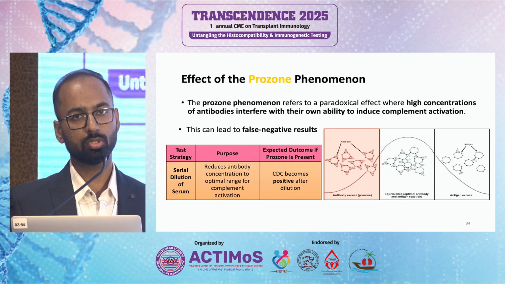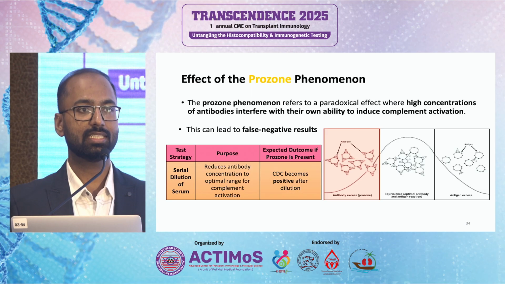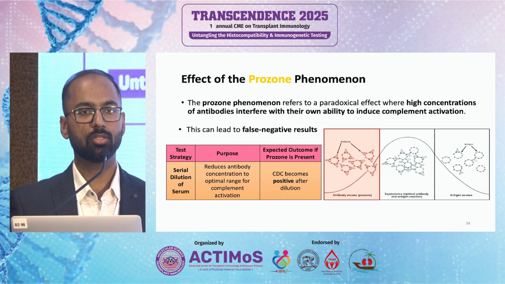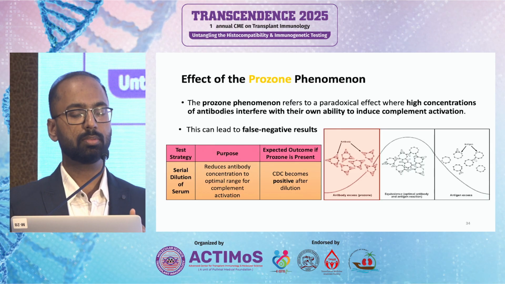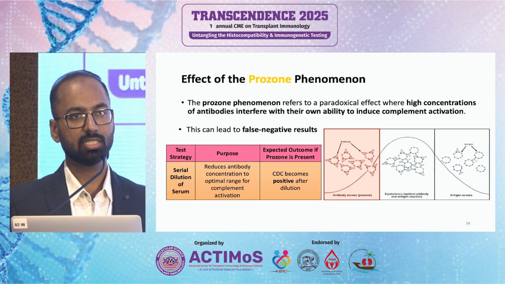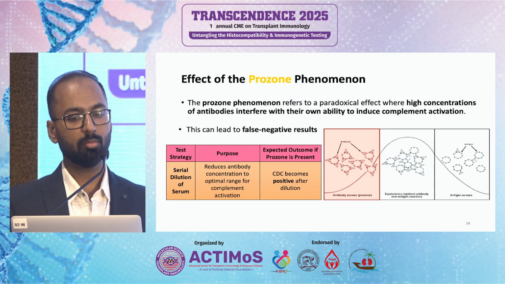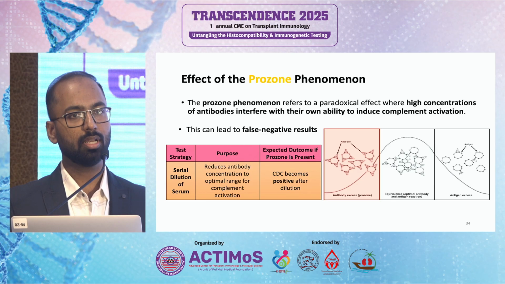Just to sum up with the prozone: there is something called the prozone phenomenon, especially seen in highly sensitized individuals, patients who have had previous transplants or a history of multiple transfusions. These candidates will have a lot of antibody produced in their body. I'm just telling an analogy. If there is a classroom with one girl and 10 boys, all the 10 boys will be trying to have a relationship with that one girl. So ultimately nobody will get that chance.